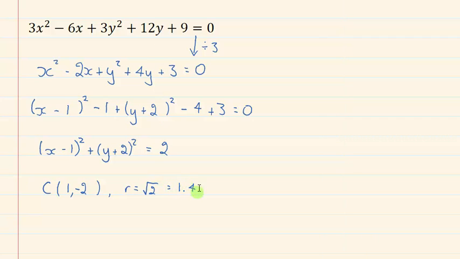So to finish, the centre of the circle is 1, negative 2, and the radius is root 2, or 1.41 to 2 places.